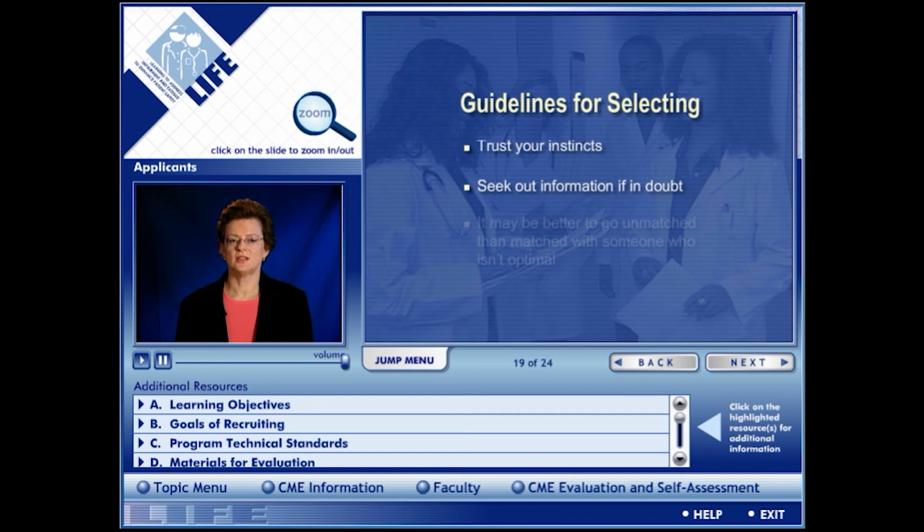It is okay to not accept someone that you are just not sure about. If you have reservations, it may be better to keep the individual off the match list. Remember, anyone on your match list could end up matching in your program. Make sure you would be happy training each person you rank. In the end, it is necessary to keep your program in mind when deciding if it is better and easier on everyone involved to be unmatched than to be matched with someone who isn't optimal.